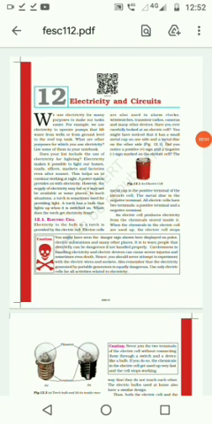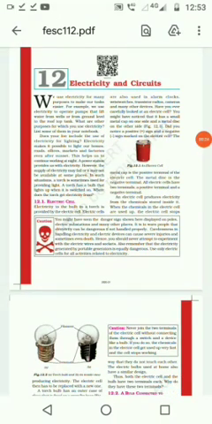Today we will be discussing the chapter electricity and circuits. So first and foremost, where do you find electricity? If you think in your room, the lights are on, the fan is running, the heater is going on, the geyser, your television that you're seeing. So all these are being connected to a wire.